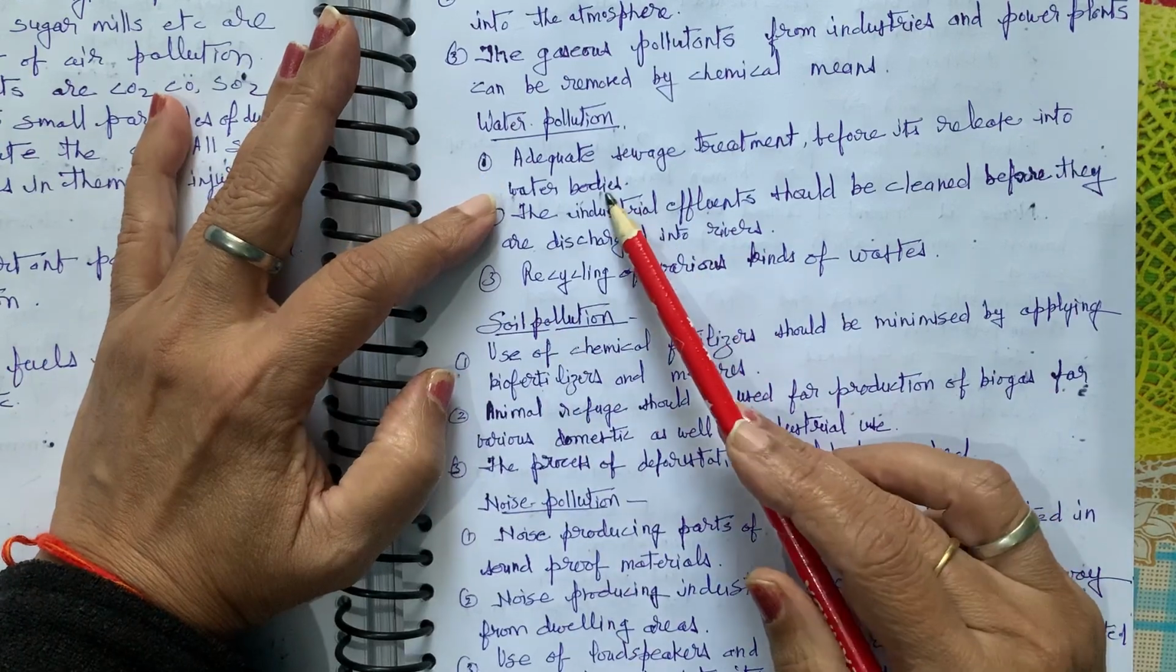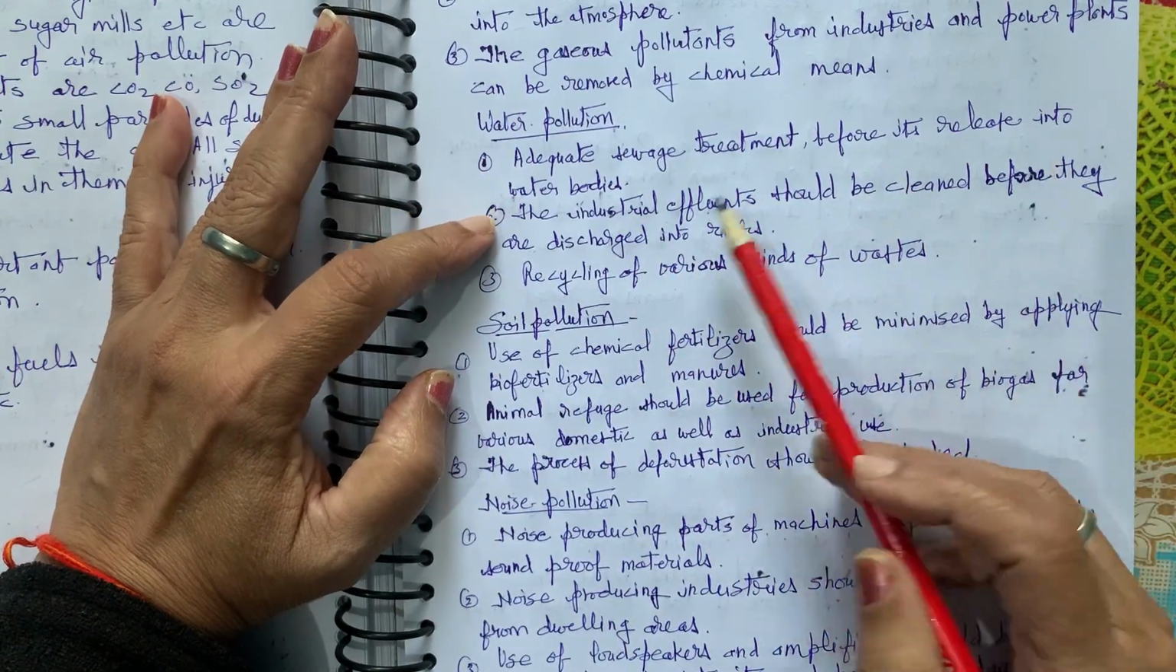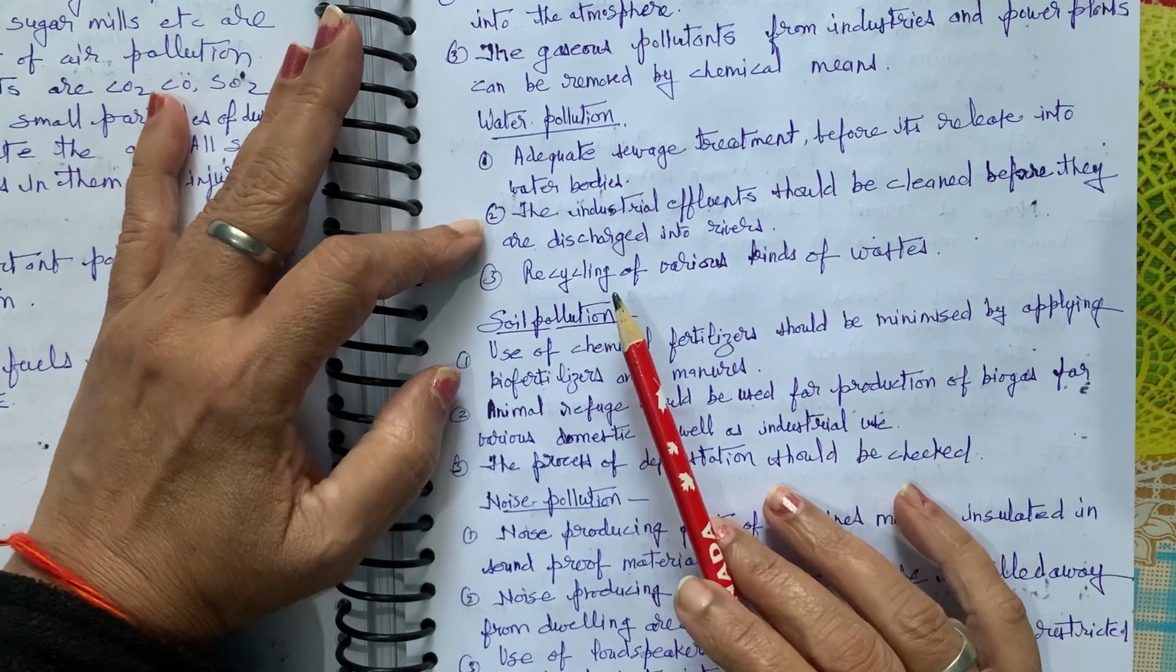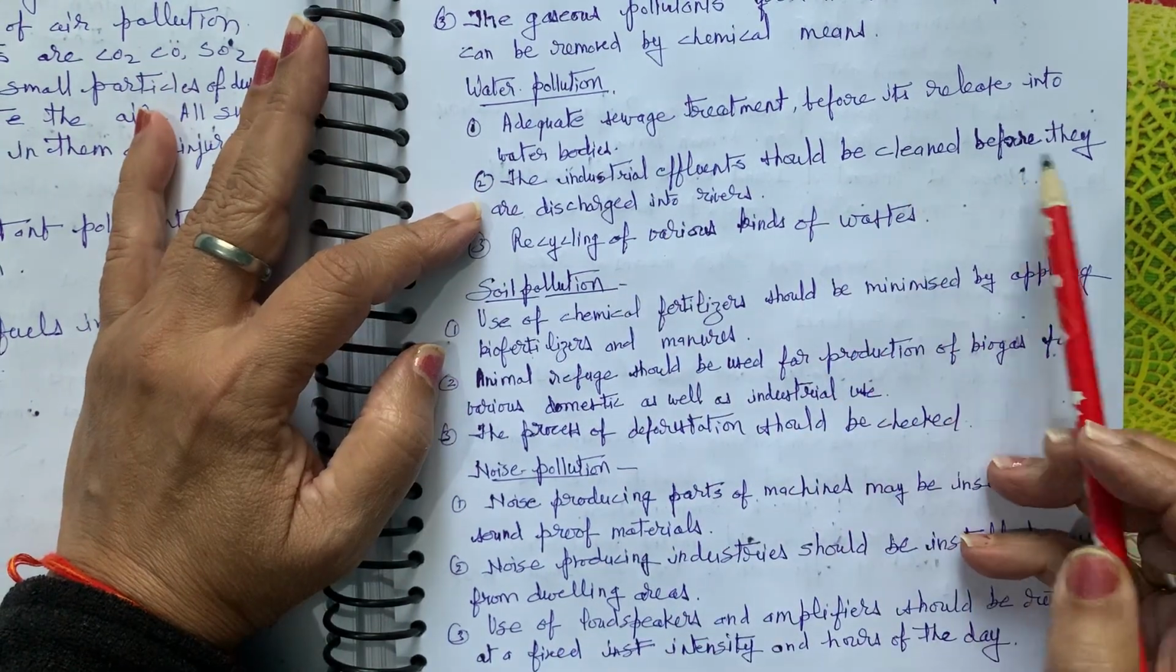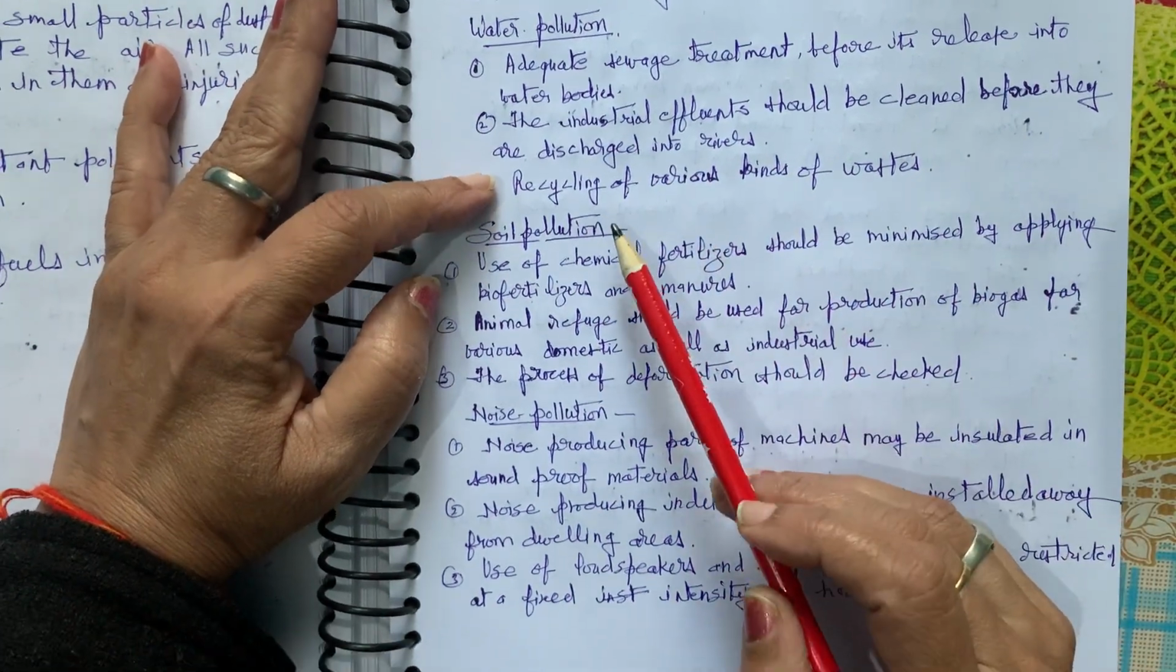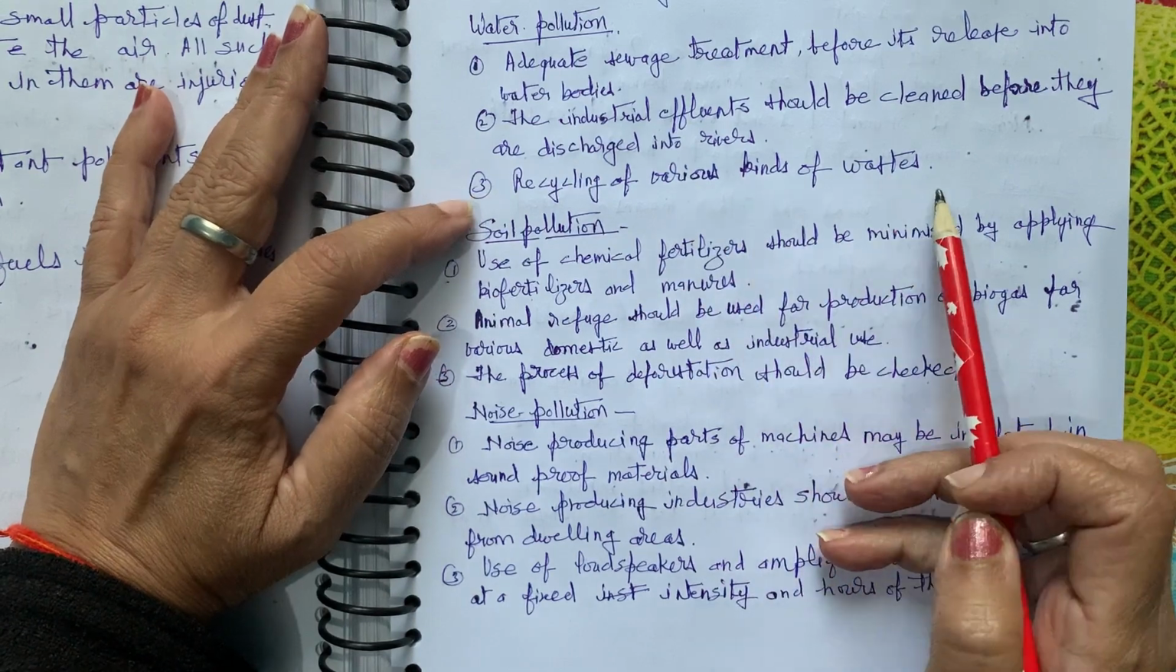Water pollution: adequate sewage treatment before it is released into the water bodies. The industrial effluent should be cleaned before it is discharged into rivers. Recycling of various kinds of waste.